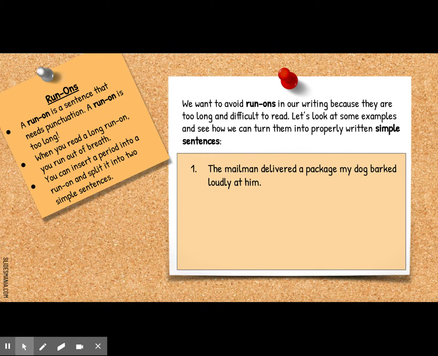Number 1, the mailman delivered a package. My dog barked loudly. When you read this aloud, you can almost hear where we need a break in this sentence. You can also read closely to locate the first subject, the mailman, and the first predicate, delivered a package. Then you'll find the second subject and predicate, my dog barked loudly. I can place a period between these 2 ideas and split my run-on into 2 separate sentences.